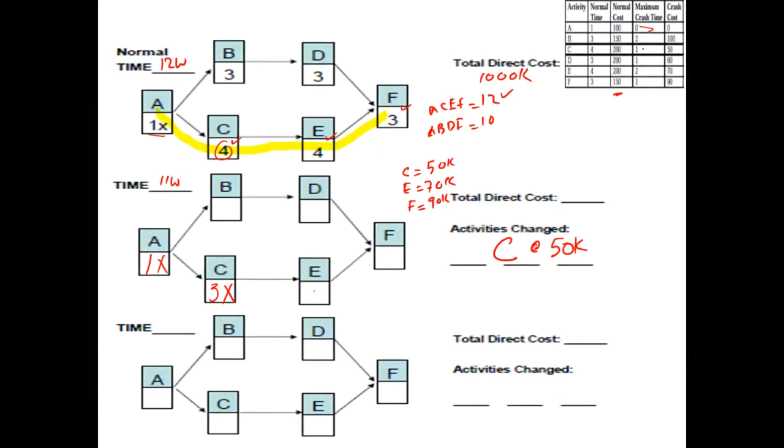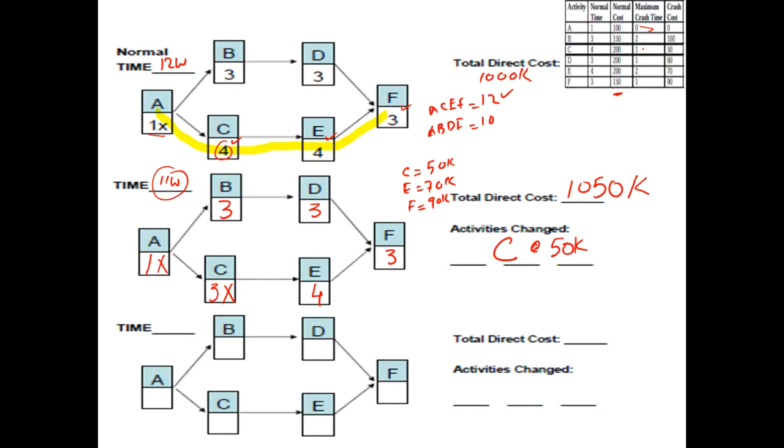Rest of the table is going to be copied from the top. So the only minor change is that activity C time has been reduced from 4 to 3, and X indicates that this activity cannot be any further crashed. So the cost that we have to pay is that we can deliver this project in 11 weeks, but it is going to cost us not 1000K, but in this new situation, because of crashing activity C, the new cost will be 1050K.